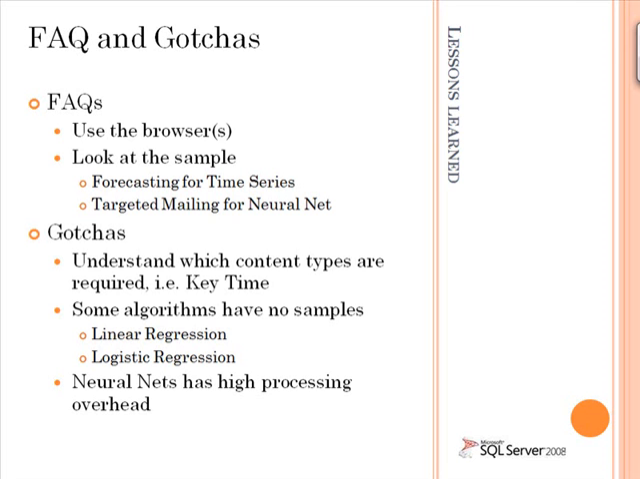It's important in terms of the gotchas that you understand the content types that are required. For example, for forecasting, you must have a content type from the source that's marked as key time, so time series can be determined by the algorithm.